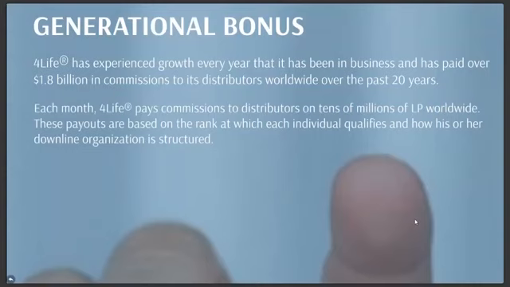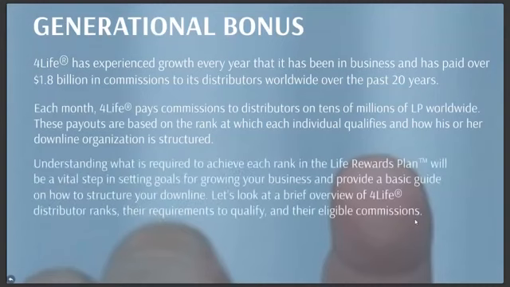So how your downline organization is structured is really going to determine the way that you're paid. So really understanding what's required to achieve each rank in the Life Rewards Plan is going to be a vital step in setting goals for growth for your business, and it will provide you a basic guide on how to structure your downline. So let's look really briefly at our distributor ranks and the requirements that we have to qualify and the eligible commissions that they have.